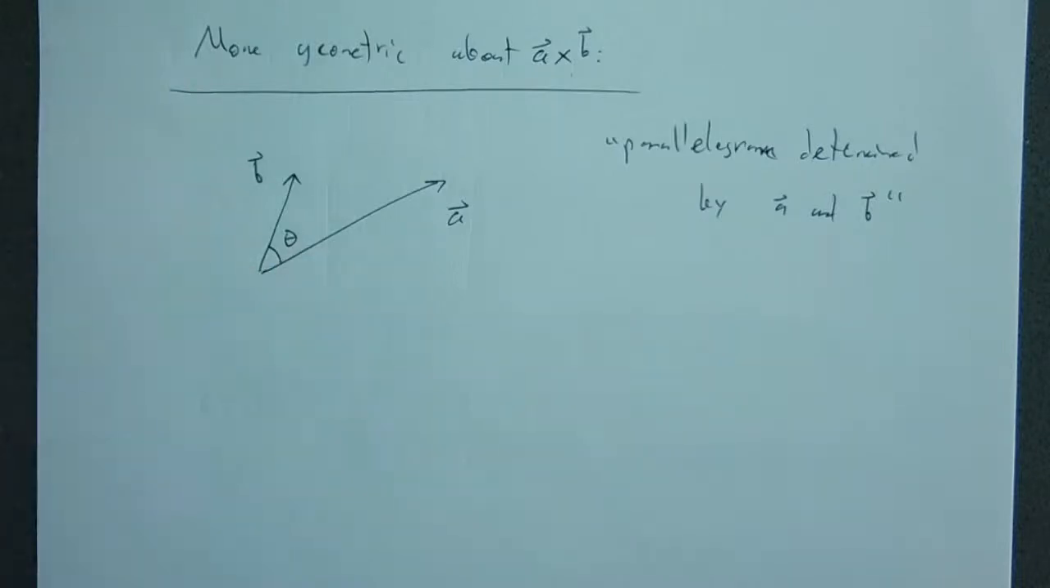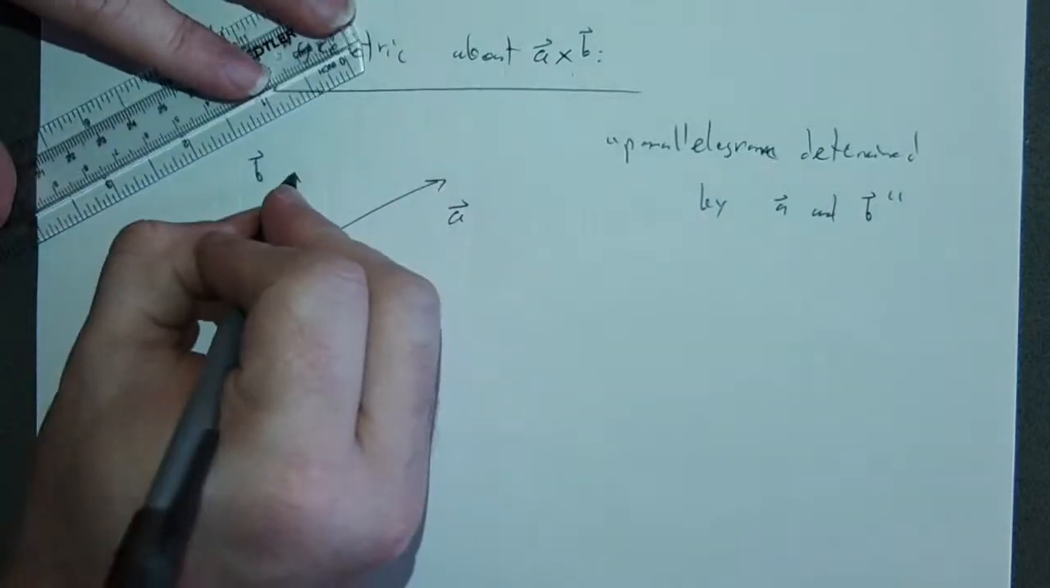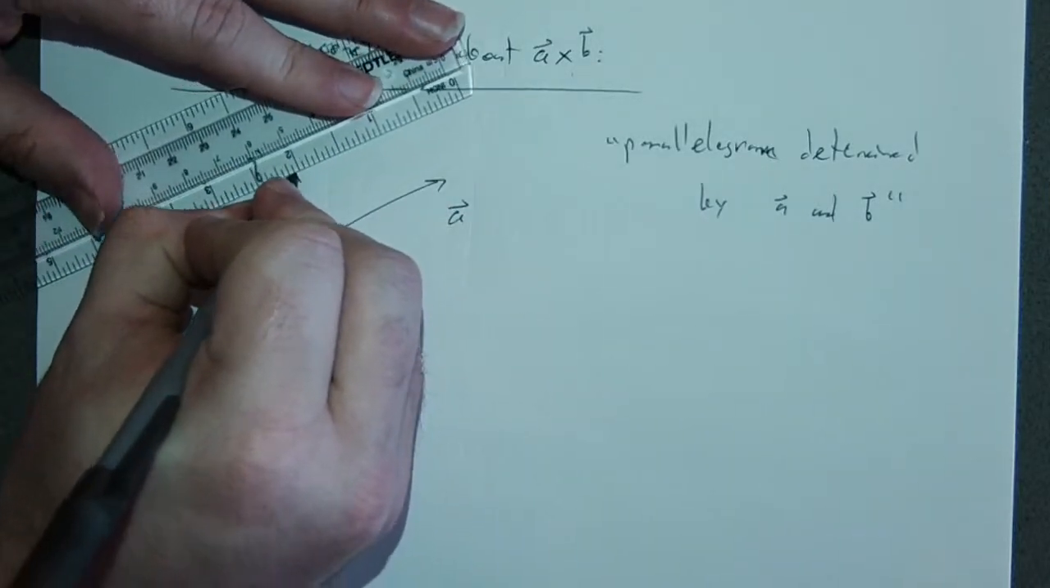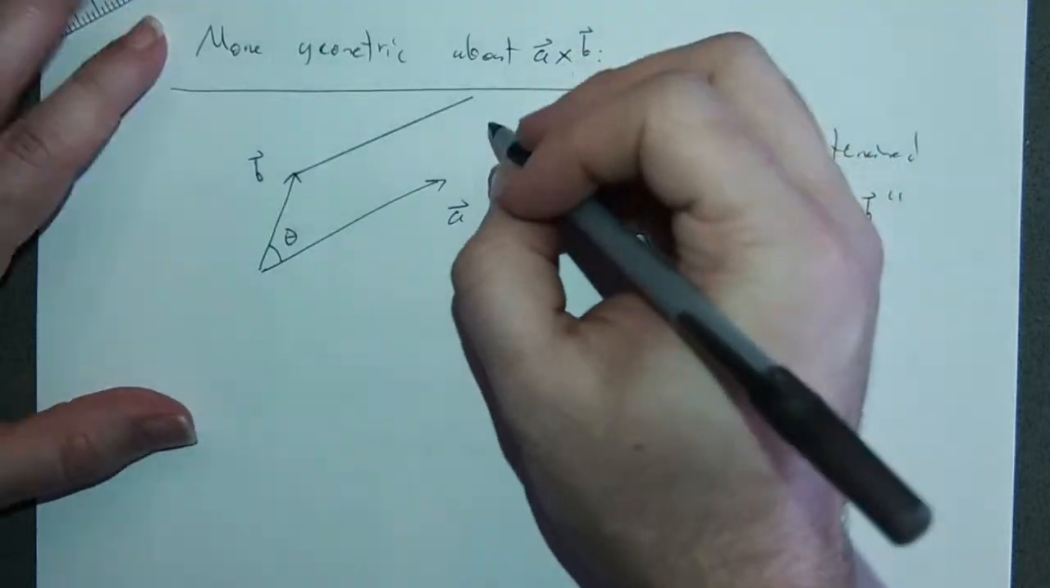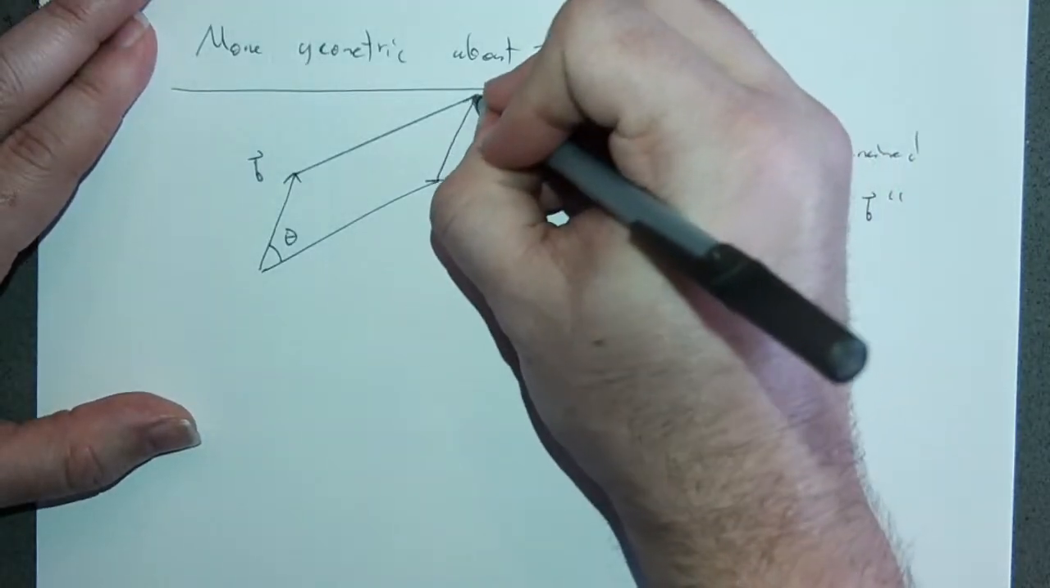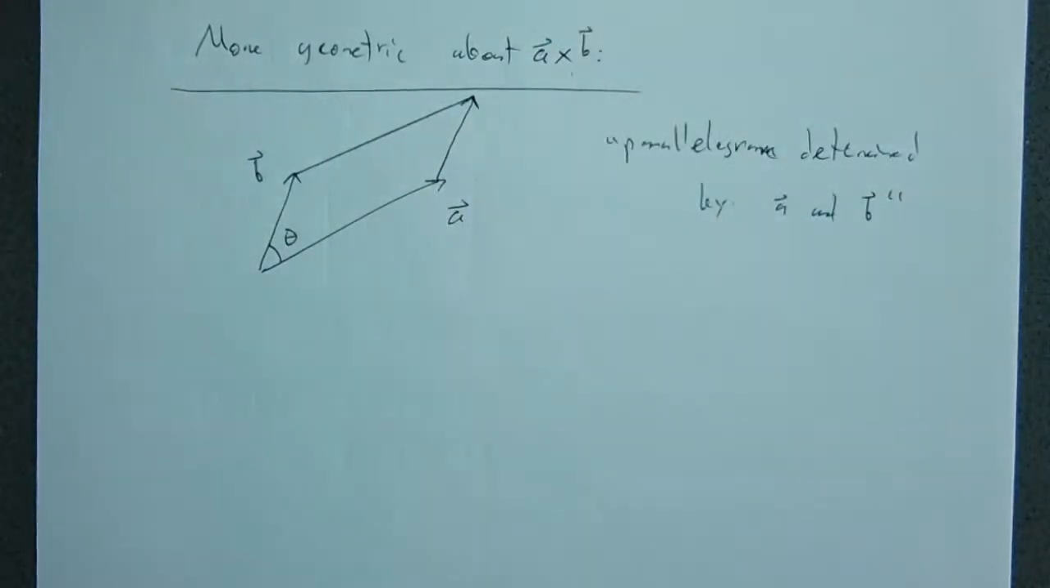This is general position for two vectors A and B. What's the parallelogram determined by them? Well, it's just the obvious thing here. I copy these vectors in this way. Of course, this looks really terrible because my vectors didn't start out straight, but this is the parallelogram determined by A and B. You'll just have to use your imagination here.